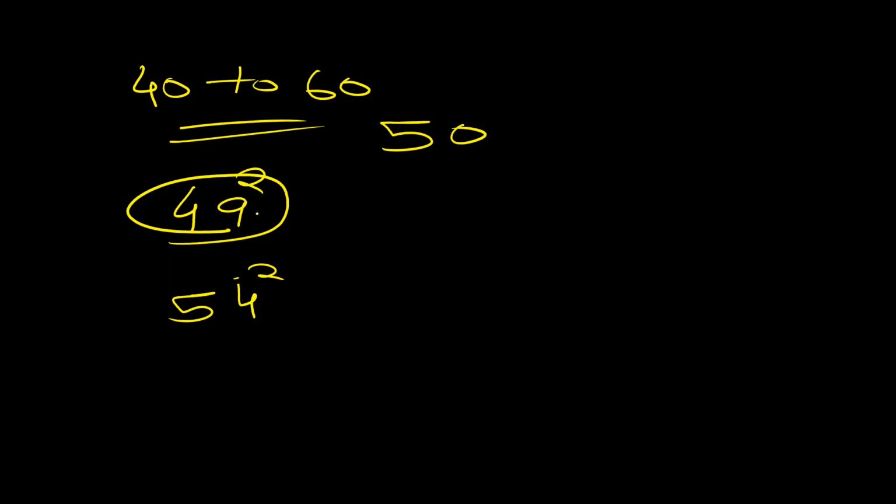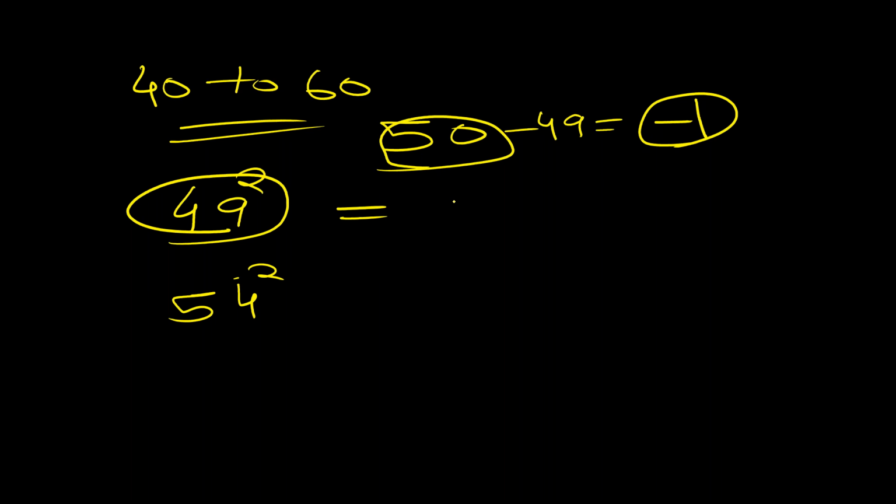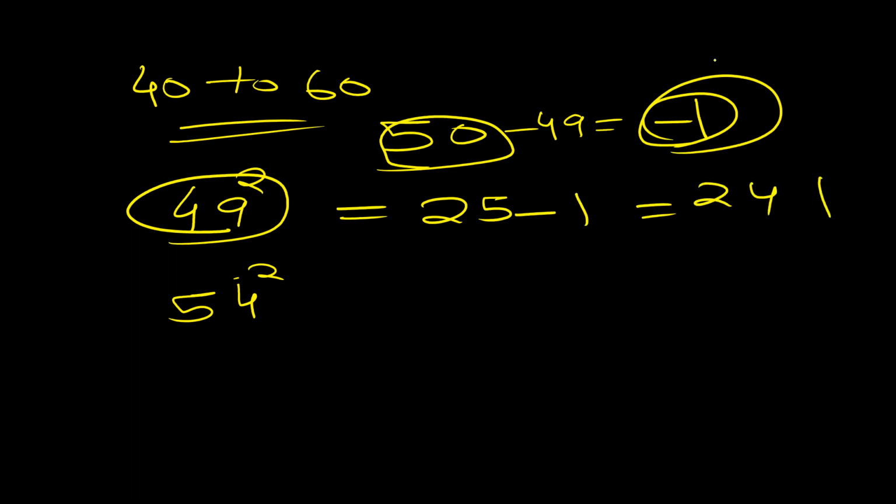From 49 minus 50, what is my value? It is minus 1. This value is very important. Minus 1 is my answer. So what is half of 50? This is 25. So 25 minus 1, I'll be getting 24. What is 1 squared? 1. So 1 squared is 1.